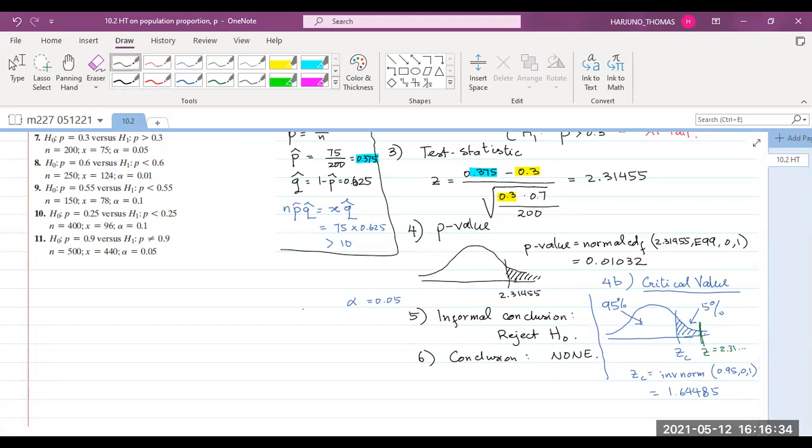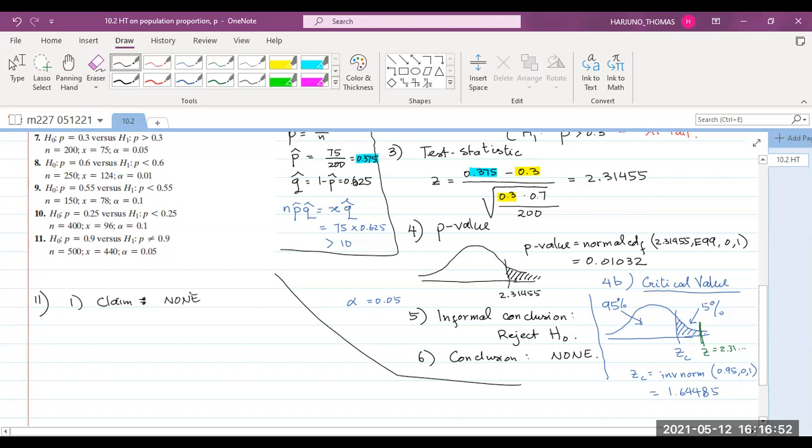Okay, now let's try number 11. Now after number 11, then we attack word problems. Number 11, the claim is none, they don't give it to us. Oh, you know what? Let's check first if it is actually possible for us to use this model. Okay, let's check. So you see that the n is 500, the x is 440. So p hat is 440 over 500. That's 0.88. Now q hat therefore will be 1 minus 0.88. That's 0.12.